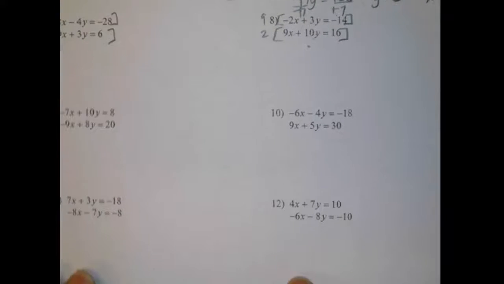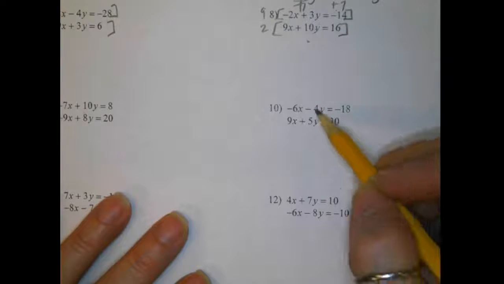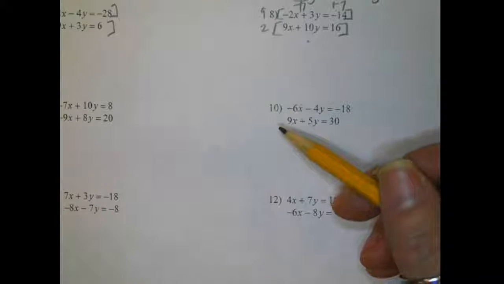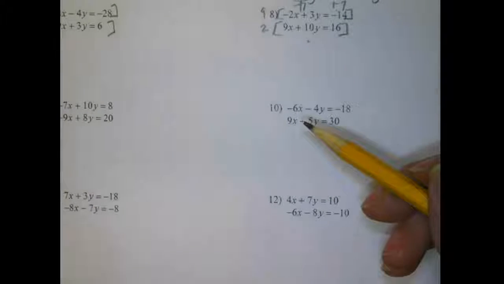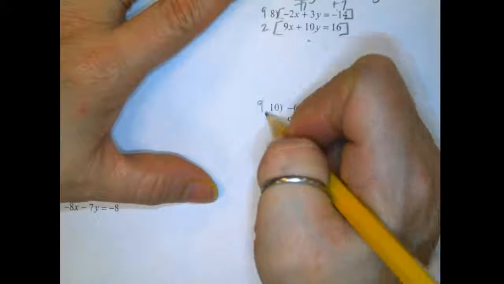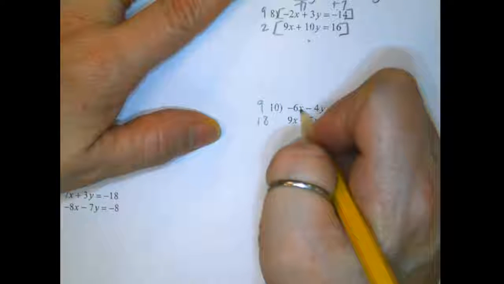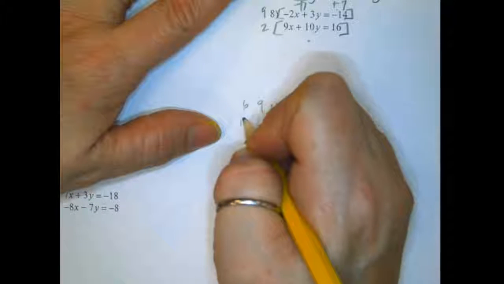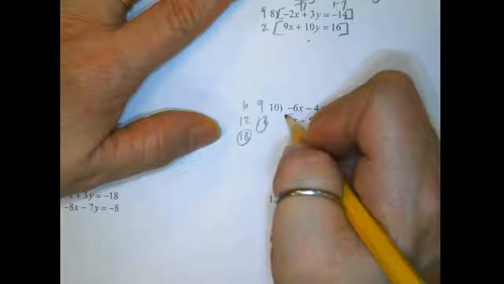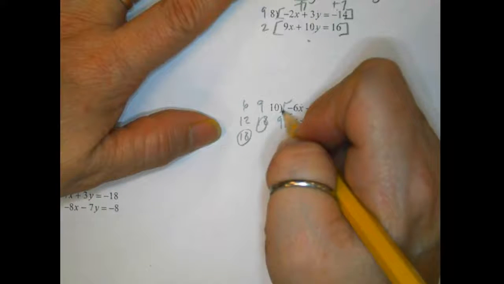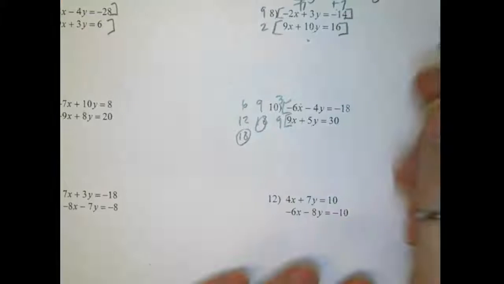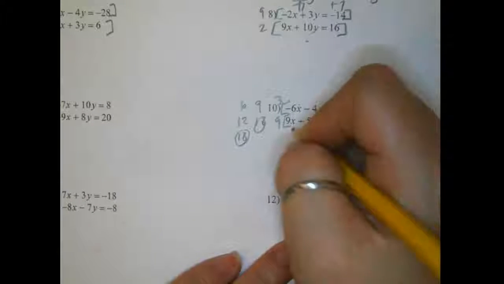Let's look at number 10. I've got 4 and 5 and 6 and 9. But you know what? 6 and 9, they're both multiples of 3, aren't they? So if I looked at 6 and 9, and I went 9, 18. Isn't 18 a multiple of 6? 6, 12, 18, right? So that means that I can multiply 9 times 2 to get 18, and negative 6 by 3 to get 18. Right? So I don't have to use 6 and 9. I can use 3 and 9.